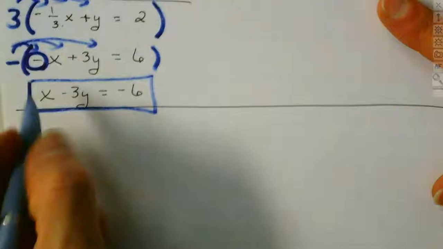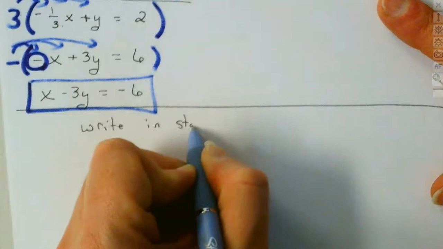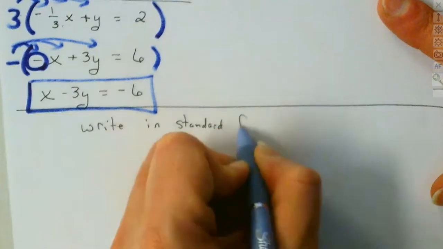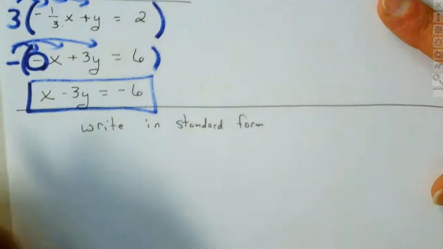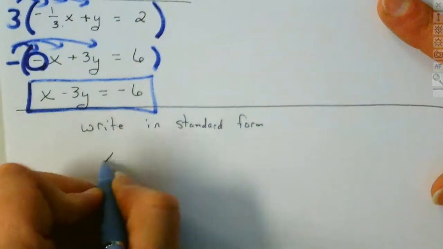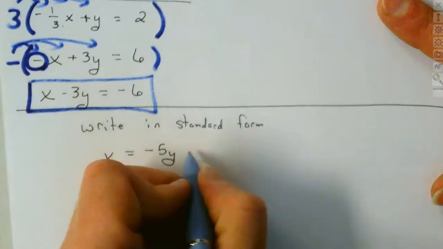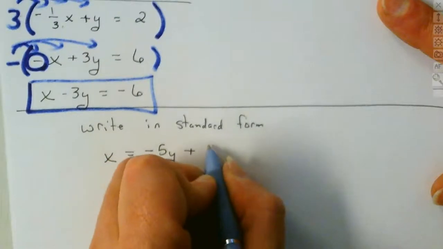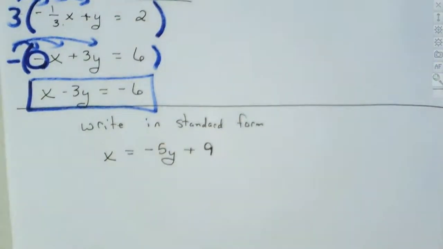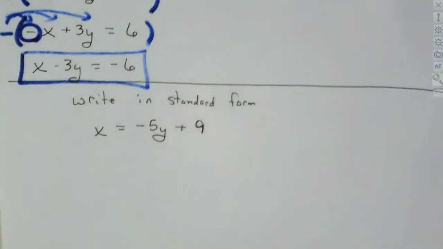Okay, so let's do one more, and we're going to again write this in standard form. And let's just look at this one. How about x equals minus 5y plus 9. So there's really not much to do with this one. Okay, this one's not in slope-intercept form either, because slope-intercept form, it would be y equals. This is an x equals, so it's not in any form at all.